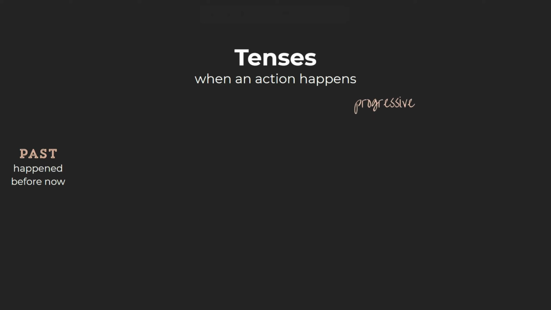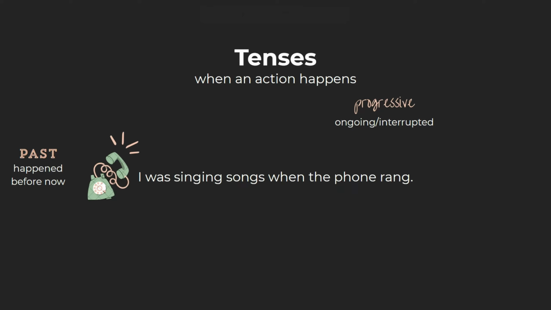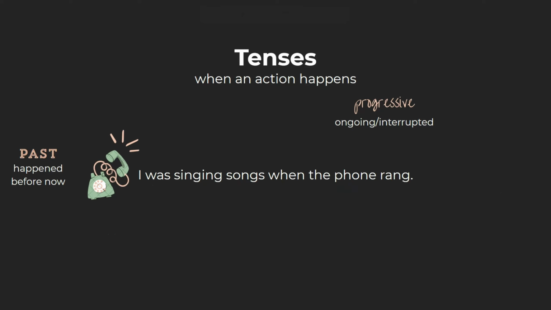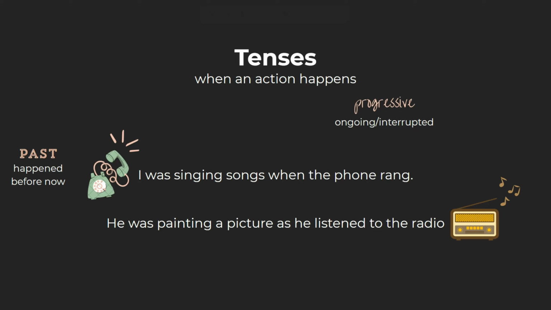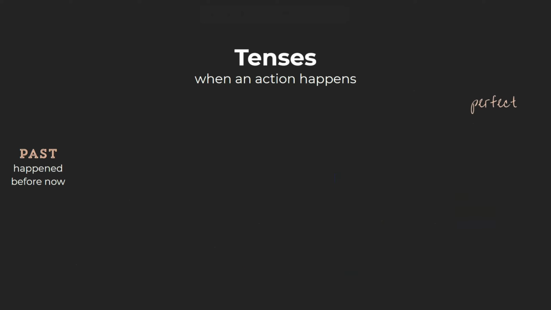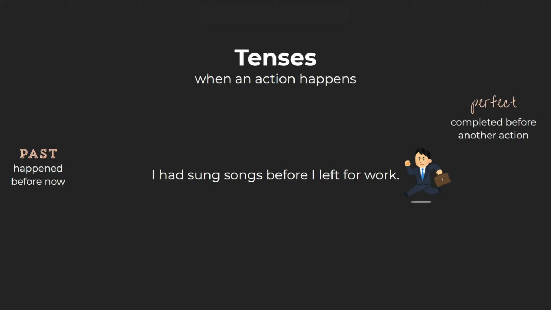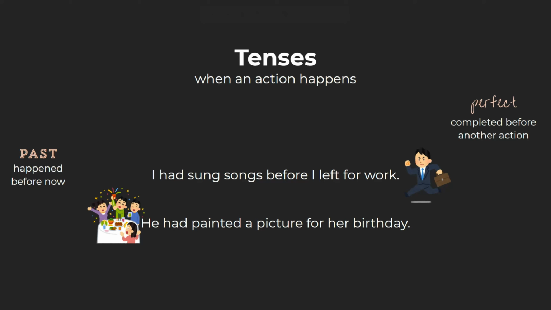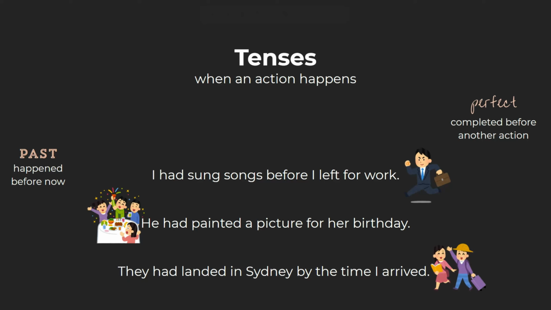The past progressive is used for actions that were ongoing in the past or interrupted by another action. For example, I was singing songs when the phone rang, he was painting a picture as he listened to the radio, or they were visiting Sydney when she got sick. And the past perfect is used for actions that were completed before another action in the past. For example, I had sung songs before I left for work, he had painted a picture for her birthday, or they had landed in Sydney by the time I arrived.